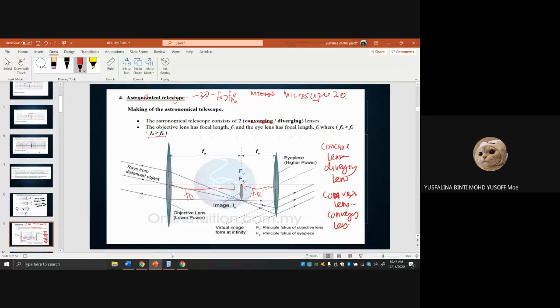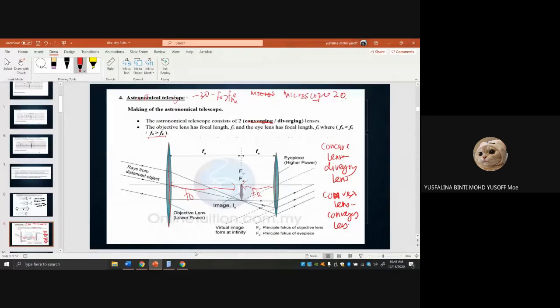To memorize which one has FO bigger than FE, and which one has FE bigger than FO, for the astronomical telescope you just compare. I just count how many O. Let's say astronomical telescope has 3 O and microscope only has 2 O. So astronomical telescope has more O than microscope, so FO is bigger than FE for the astronomical telescope. So that's the way if you want to memorize. FO is bigger than FE.